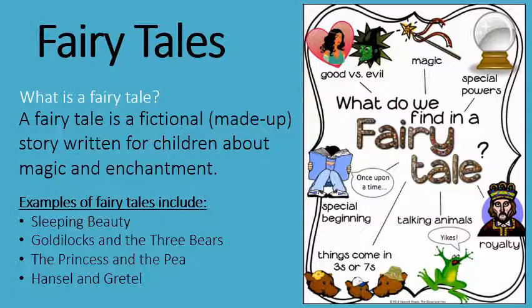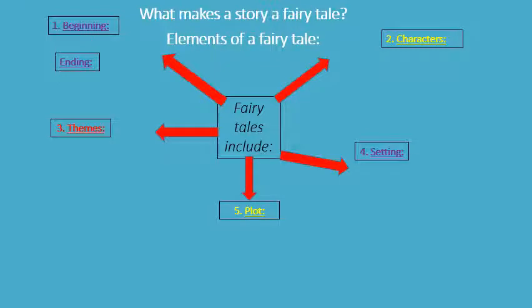Examples of fairy tales include Sleeping Beauty, Goldilocks and the Three Bears, The Princess and the Pea, and Hansel and Gretel. These are well-known stories that we've all grown up with. What makes a story a fairy tale? Let's have a basic look at the elements of a fairy tale. First of all, fairy tales all begin with once upon a time, and they end with they lived happily ever after.